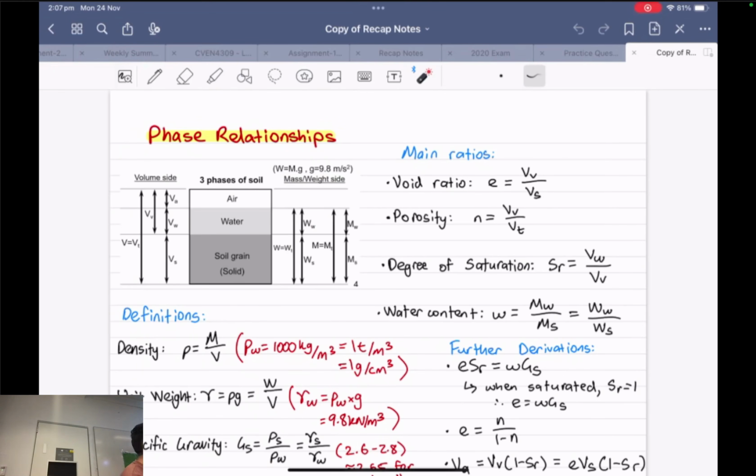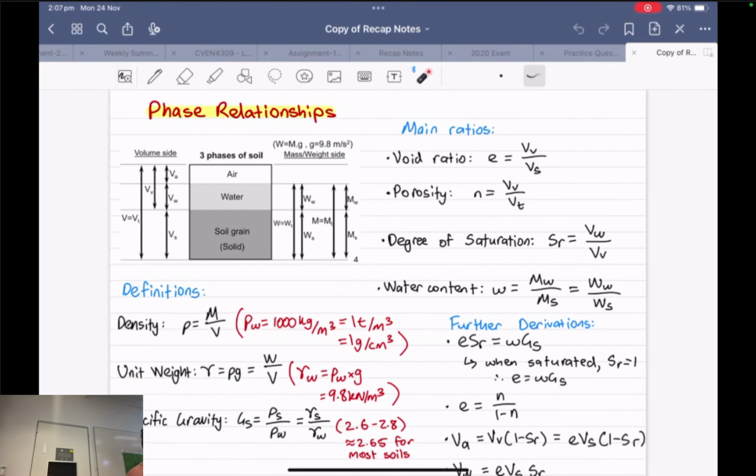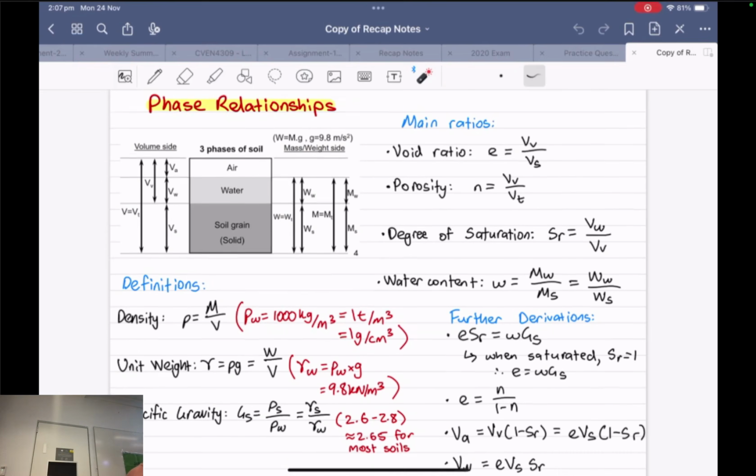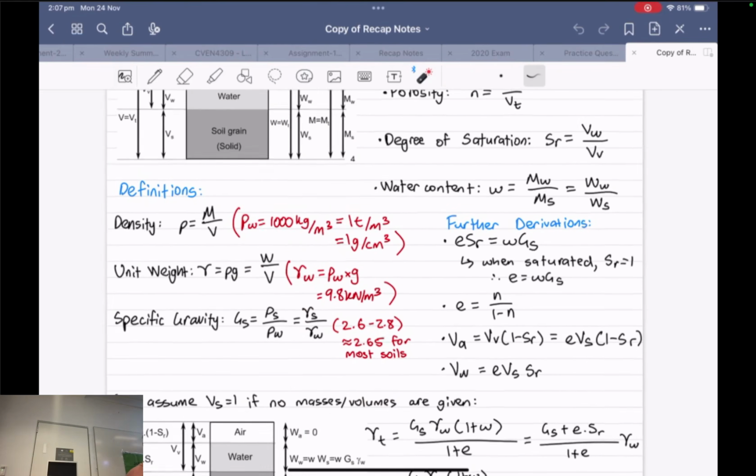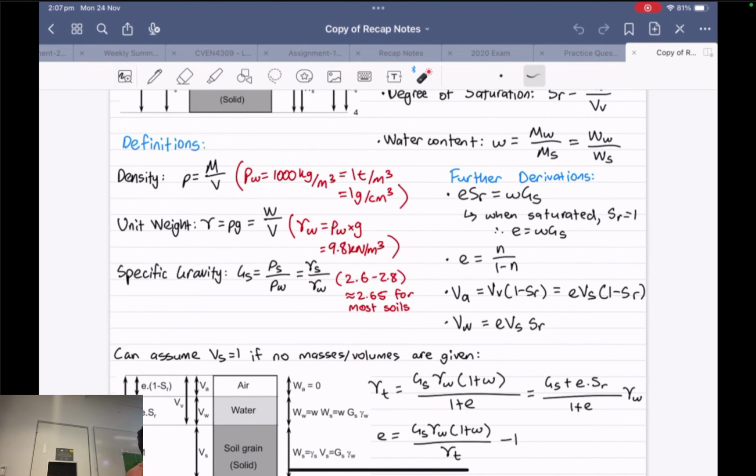Yeah? Okay. So some of the main ratios you're going to be using for phase relationships are these ones here: void ratio, porosity, degree of saturation, water content. I'm going to rush through these because you have these in your notes and lecture slides, but let me know if you want to copy anything down at any point. So void ratio, porosity, and some definitions that are commonly used.